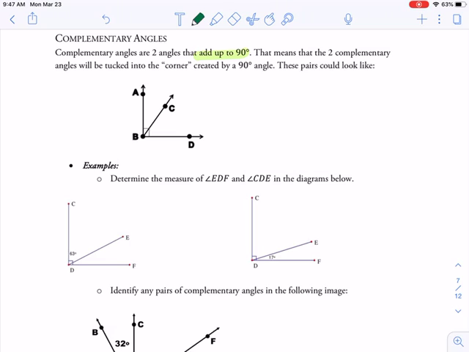So here we can see that we have an angle here. There we go. And an angle here, okay? And you can see that the 90-degree angle is already indicated there in the corner. And so we know that this first angle and the second angle, when you add them up, are going to equal 90 degrees. And so that means that these angles are complementary.